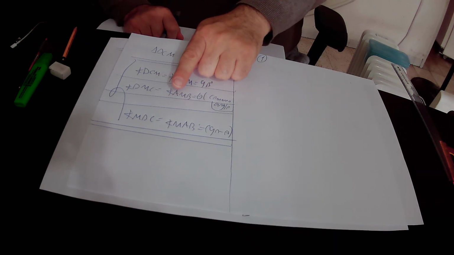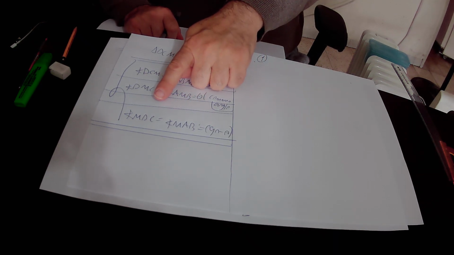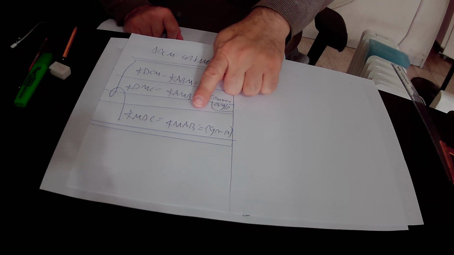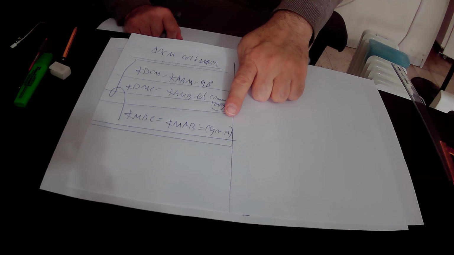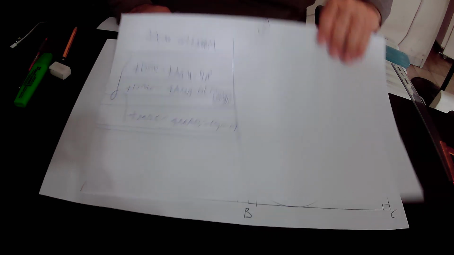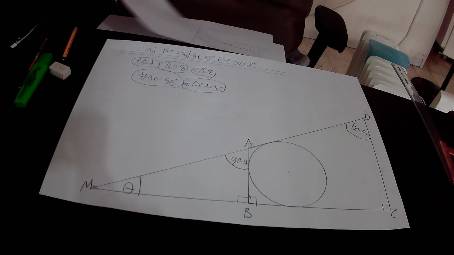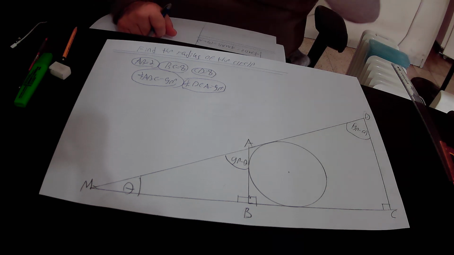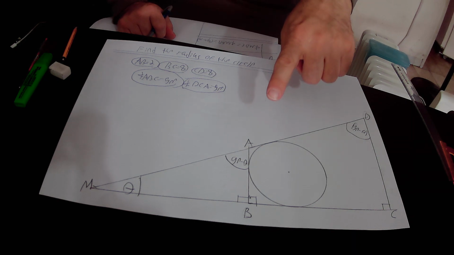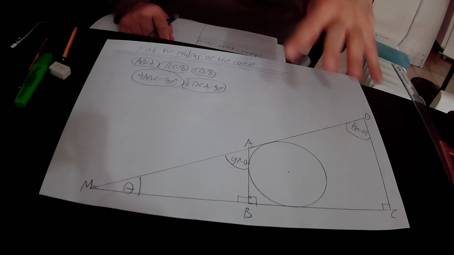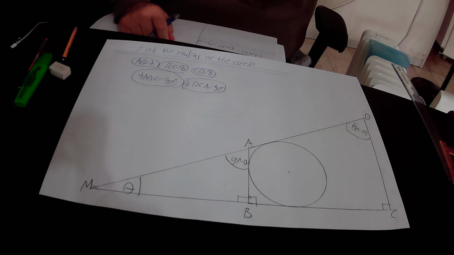Angle MDC in the big right triangle DCM equals angle MAB in the small right triangle MBA. They are both equal to 90 degrees minus theta, therefore they are equal to each other. So we can prove that all three angles in the big right triangle DCM are correspondingly equal to all three angles in the small right triangle MBA. Therefore, those two right triangles are similar to each other according to the angle similarity rule.